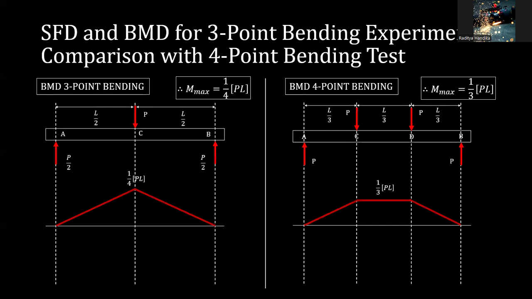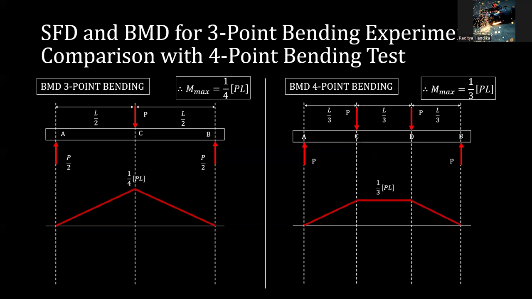And the bending moment distribution pattern analysis also follows the SFD. For the three-point bending test, pure bending occurs only at the load application point, and in contrast, in the four-point bending test, pure bending occurs along the entire section of the beam between the two applied loads. This difference is crucial as it highlights the primary distinction between the two methods. The four-point bending test provides a more accurate measure of tensile properties because it has a larger pure bending region.